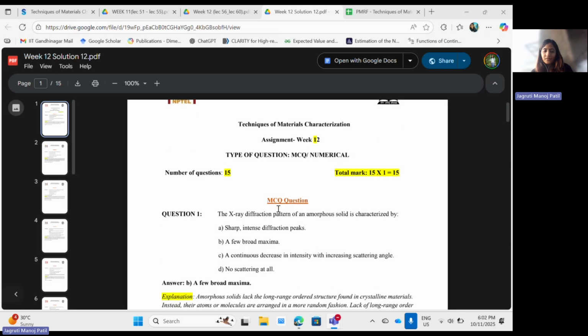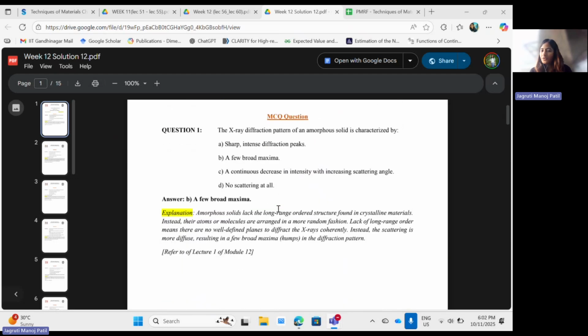So, for an X-ray diffraction pattern of an amorphous solid, it is characterized by what? It is always characterized by a few broad maxima, because you don't get sharp peaks. Amorphous solids lack the long range ordered structure found in crystalline materials. Instead, their atoms or molecules are arranged in a random fashion, and the lack of long range order means there are no well defined planes to diffract the X-rays coherently. So the scattering is more diffuse, resulting in a few broad maxima or humps in the diffraction pattern.